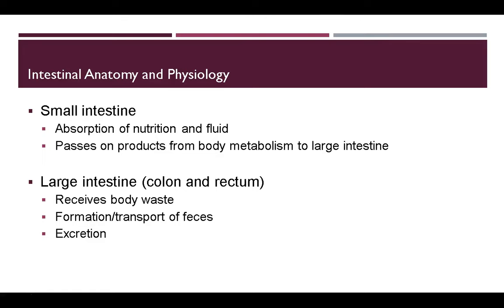Intestinal anatomy and physiology. The upper GI includes the mouth, esophagus, and stomach. The lower GI includes the intestines. The small intestine is first. It functions to absorb our nutrition and fluid from foods and liquids we consume. The large intestine receives what remains after this process, forms waste products into feces, and transports the waste to be excreted from the body.